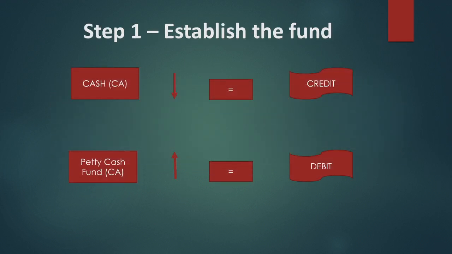When using a petty cash fund, the first step is to establish the fund. When the petty cash fund is established, cash, which is an asset, is used to set the initial amount required for the petty cash fund. Therefore, cash decreases and therefore is recorded as a credit. The petty cash fund is a current asset account. When the fund is established, there is a restricted amount of cash in the fund. Therefore, petty cash increases and is therefore recorded as a debit in the general ledger.